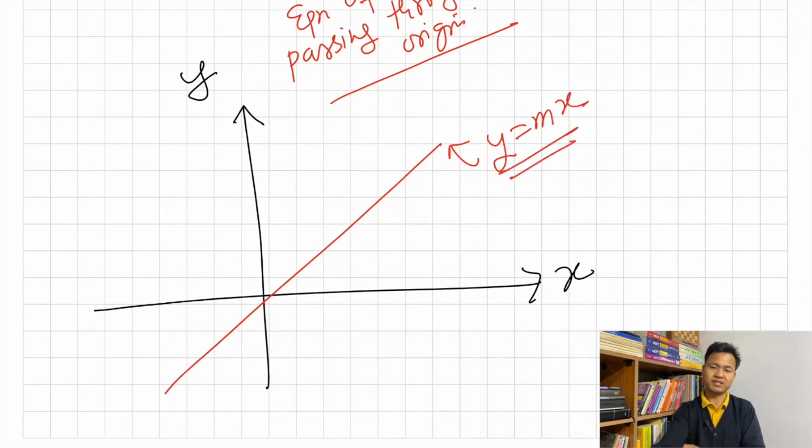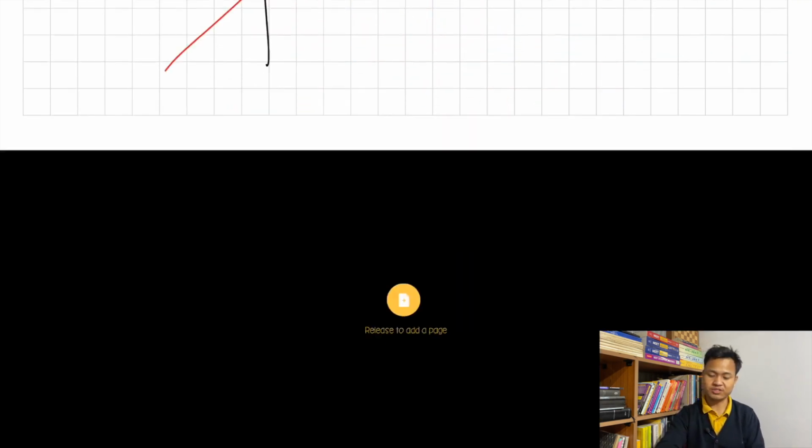So the slope m can be any value. So the angle here, theta, can be any value between 0 and 90, or it may be greater than 90 also. We have learned the positive and negative slope, right? So remember, if you have an equation y equals something times x, that is the equation of a straight line passing through the origin.